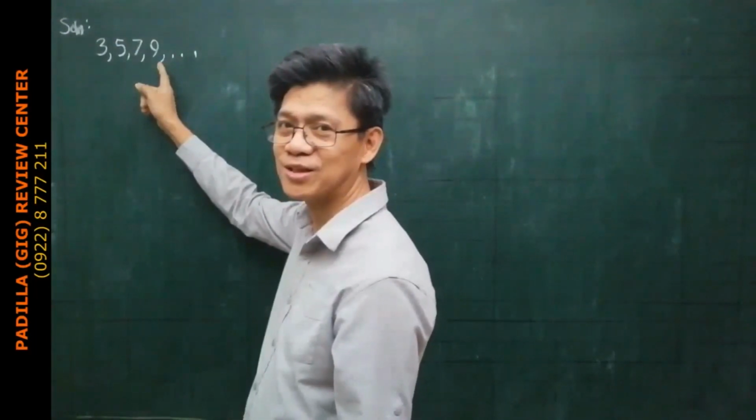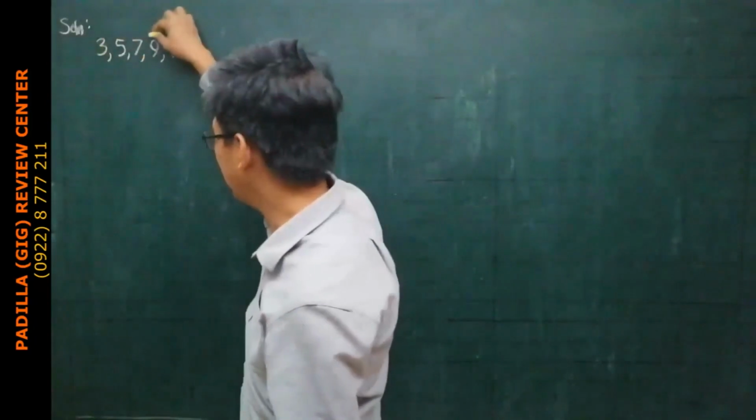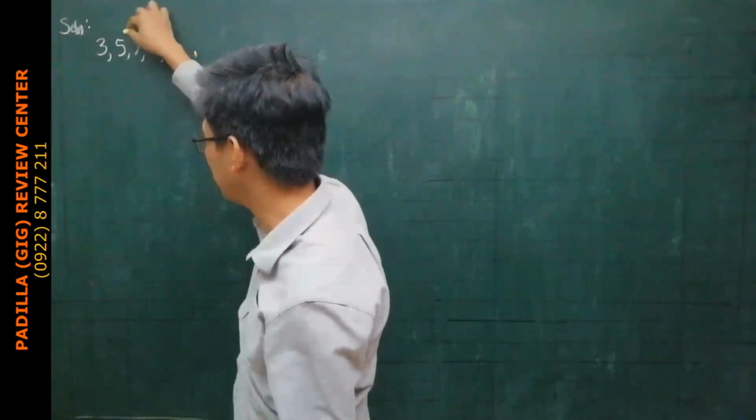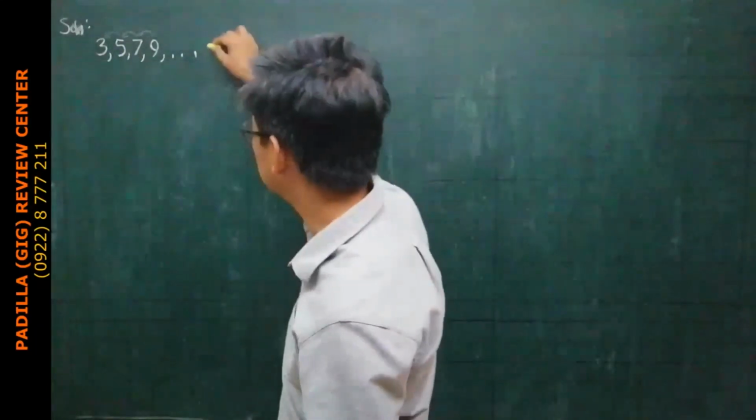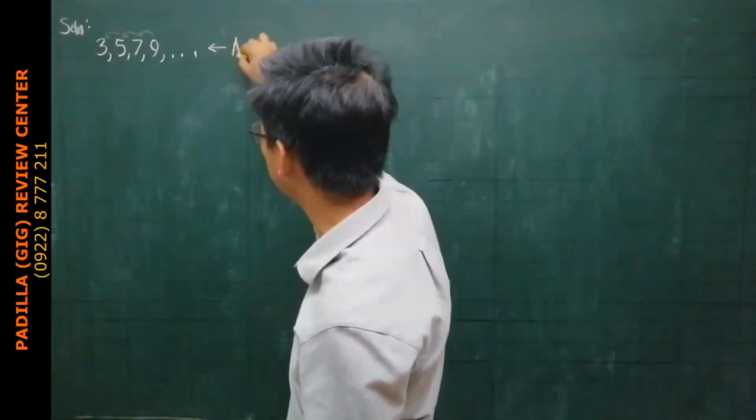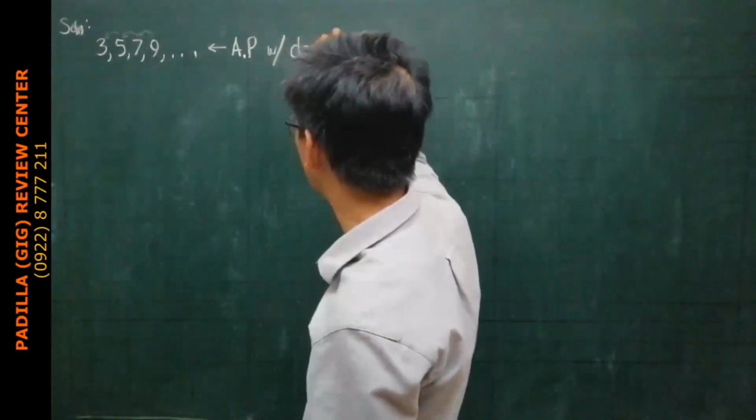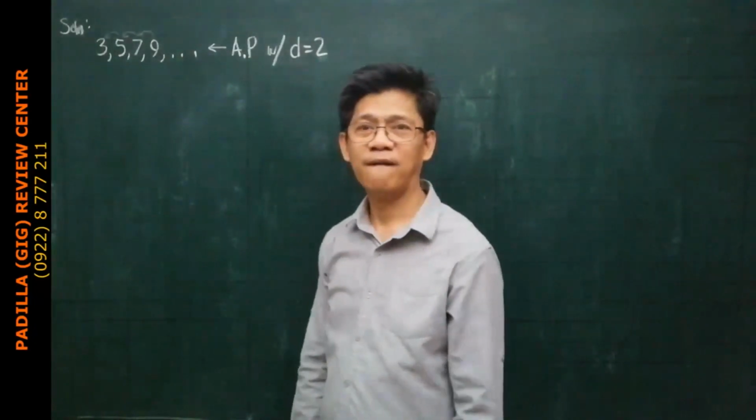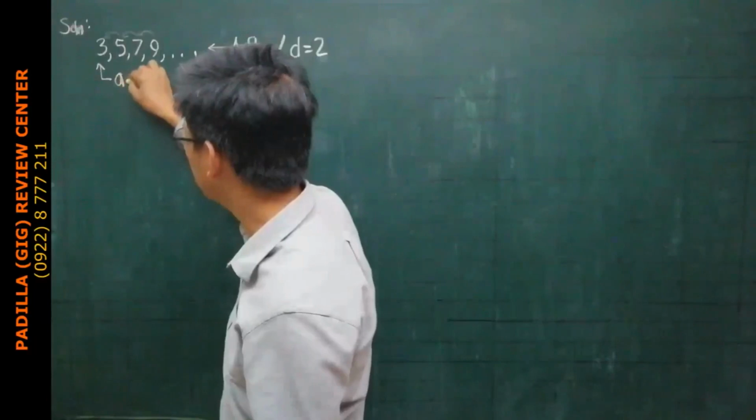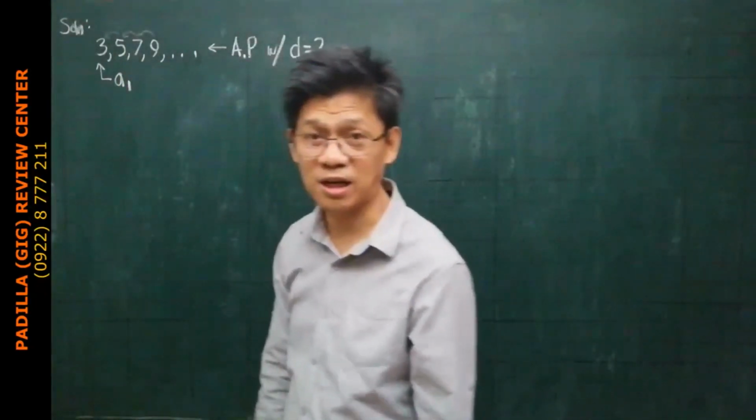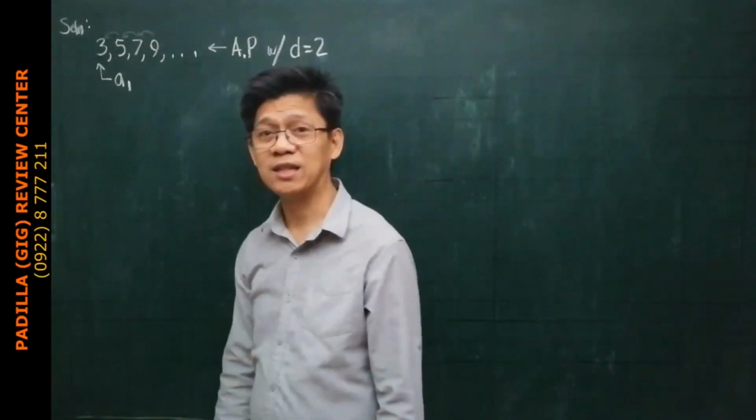Is 3, 5, 7, 9 geometric or arithmetic? Arithmetic. 9 minus 7 is 2, 7 minus 5 is 2, 5 minus 3 is 2. These are in arithmetic progression with a common difference of 2. Now, this is your first term, A1, that is 3. We have a sum of n terms, and we need n.